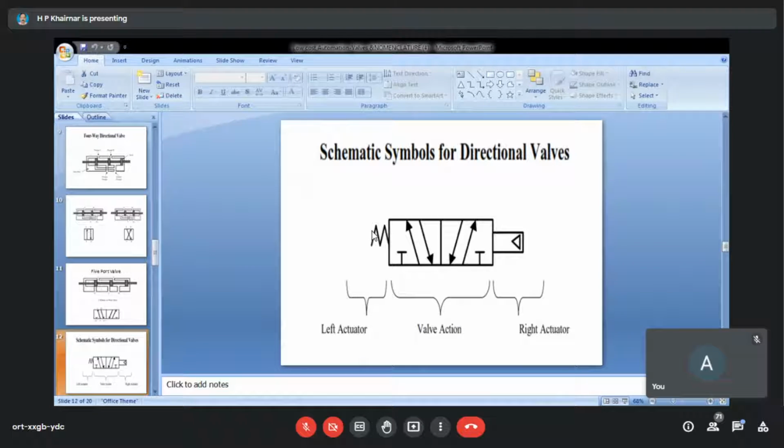It is electrically activated. So we can say this particular valve is an example of an electro-pneumatic component, because some of the components are actuated electrically, and some are actuated pneumatically. When it comes to the left actuator, it will be the inbuilt spring. On the right side, it will be the solenoid valve. So this is how you can represent any particular valve.